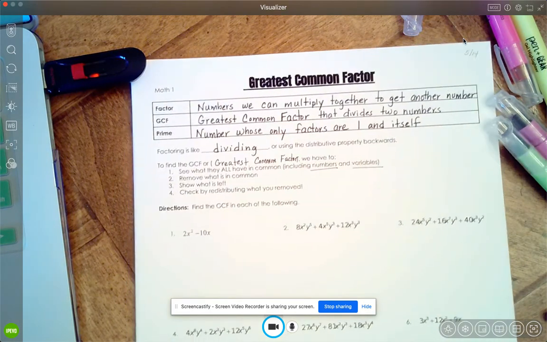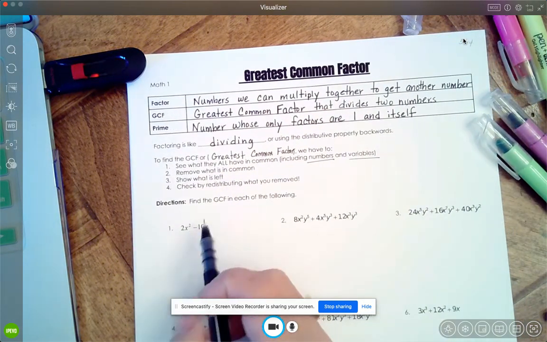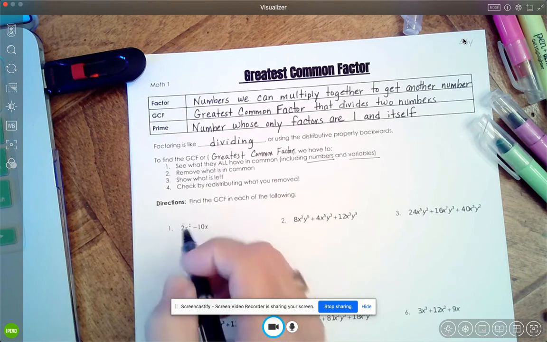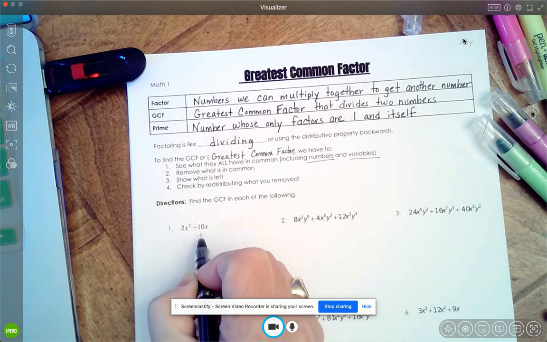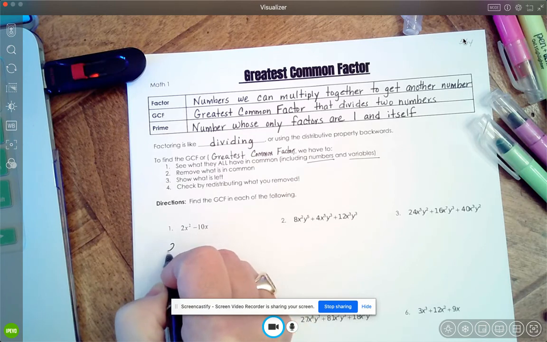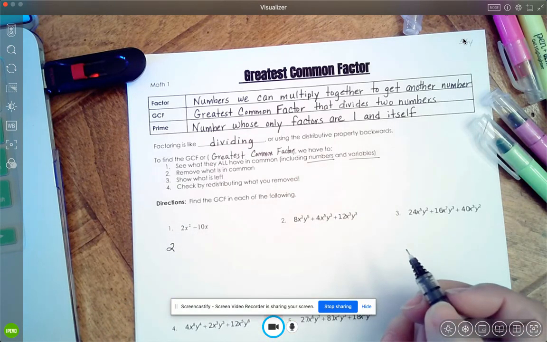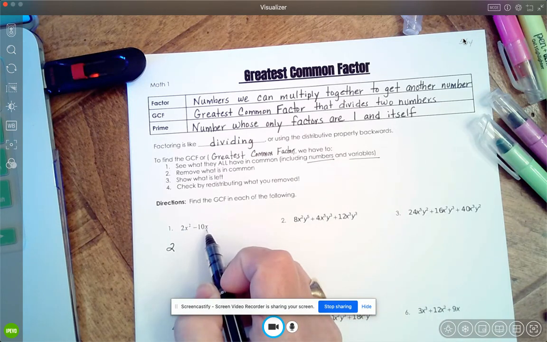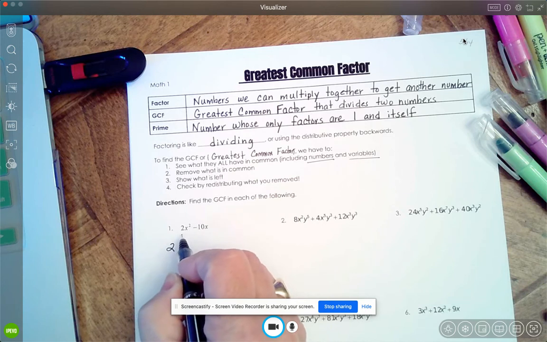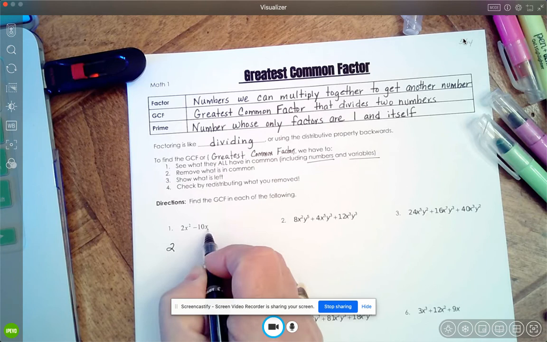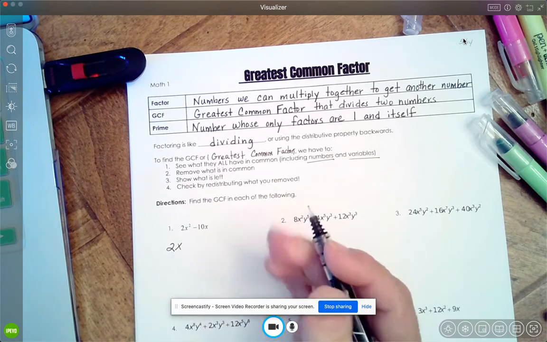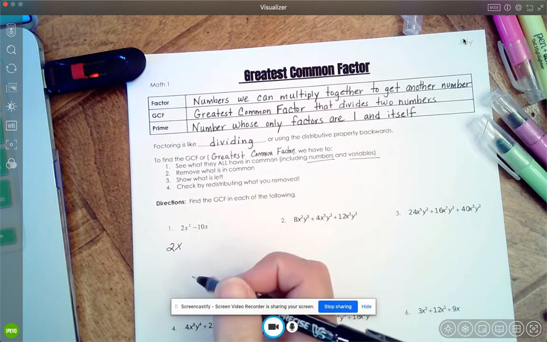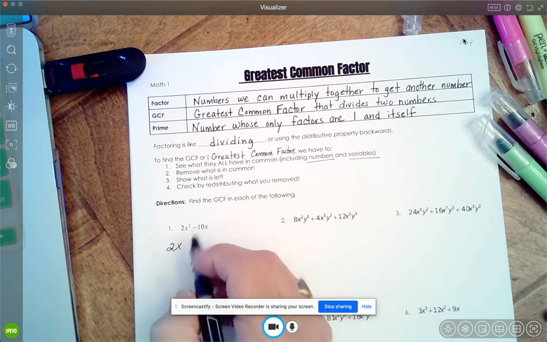So let's look at some of these. Here's one that is fairly easy. Between the numbers 2 and 10, my greatest common factor is 2. So I'm going to put it out here. I have 2 x's right here, 1 x here. Just like 2 was the greatest number that I could take out between these two, x is the lowest one, or the greatest variable that I could take out between these.